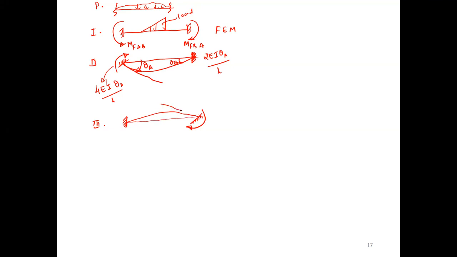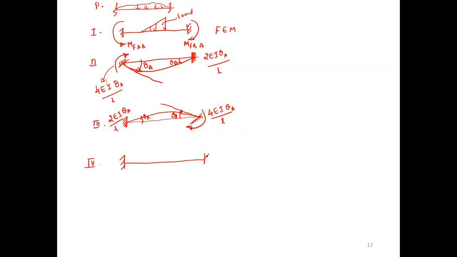Will rotate like this. If you plot a slope, this is anti-clockwise theta B, and this is clockwise theta A. So now this will become 4EI theta B by L, and this will become 2EI theta A by L. Rotation is over. Now I will allow the member to sway, that is, allow sinking or sway of the member.